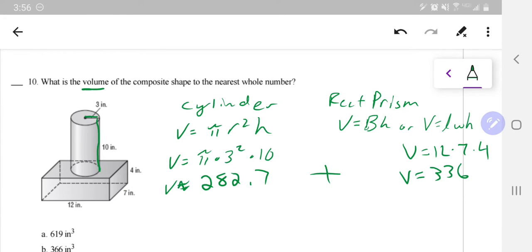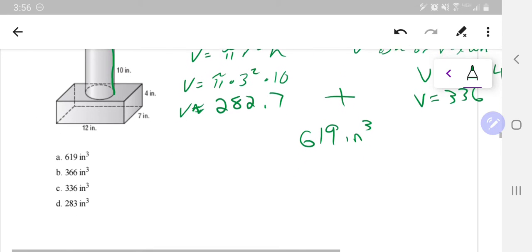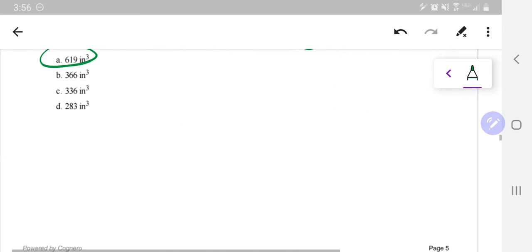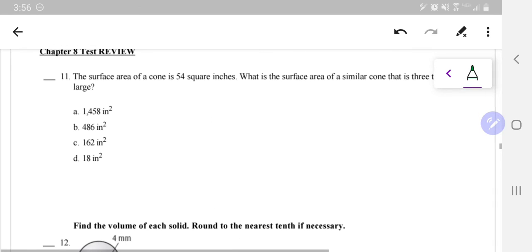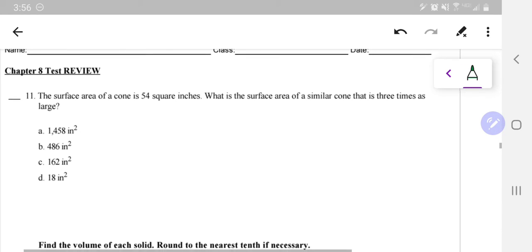Now we're going to add those two up, and we get a grand total of about 619 inches cubed, because it does say to round to the nearest whole number again. So I'm going to do that, and that is A. Woohoo! 11. I better hustle because my timer on this video is going to run out.